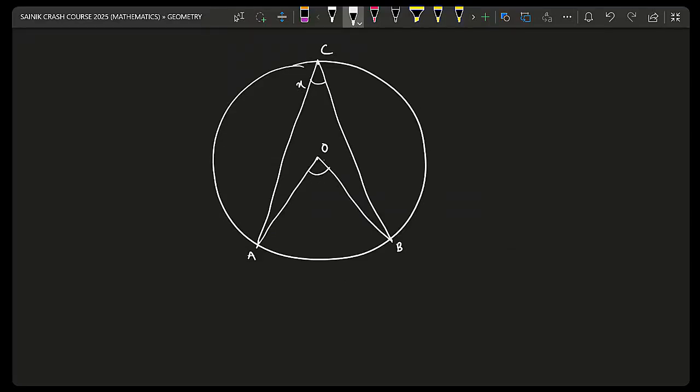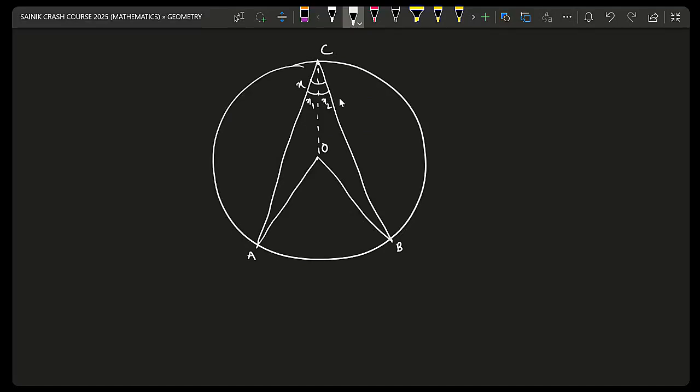So what I'm going to do is join C to O. This is the construction I'm doing. Whenever I join like this, I get two triangles. One is triangle CAO and another one is triangle COB. Let us concentrate on triangle CAO. We don't know this part, let us say x1. We don't know this part, let us say it is x2.